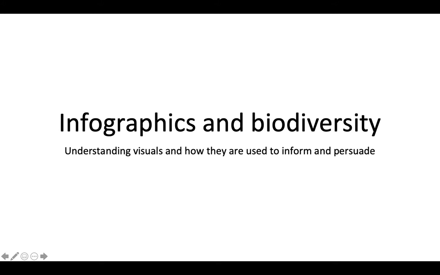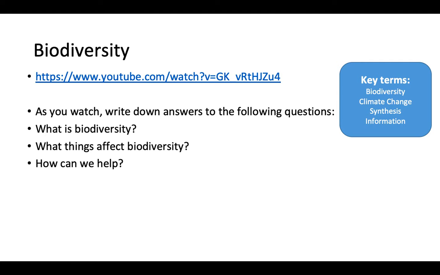Today we're going to be looking at infographics as a text type, and we're also going to look at the theme of biodiversity, which I didn't know a lot about until I started teaching this unit, and it's quite fascinating, really. So, what I'd like you to do first of all is watch this video. It's about biodiversity, and it follows on that idea that we've had of tackling a new sustainability issue at the beginning of each lesson, and then moving on into some language-based analysis and text type analysis. So, the key terms are biodiversity, climate change, synthesis, information.